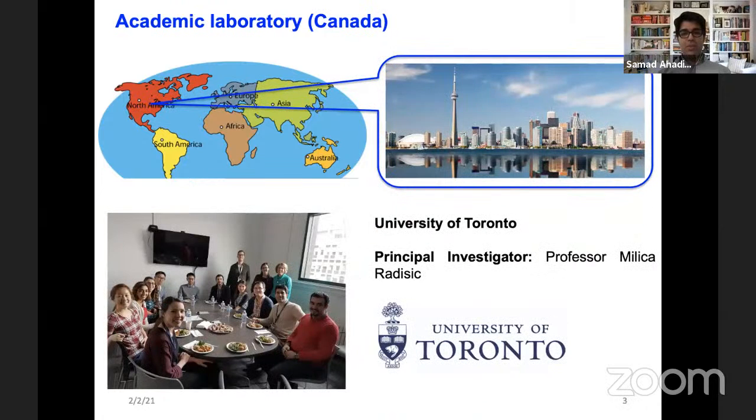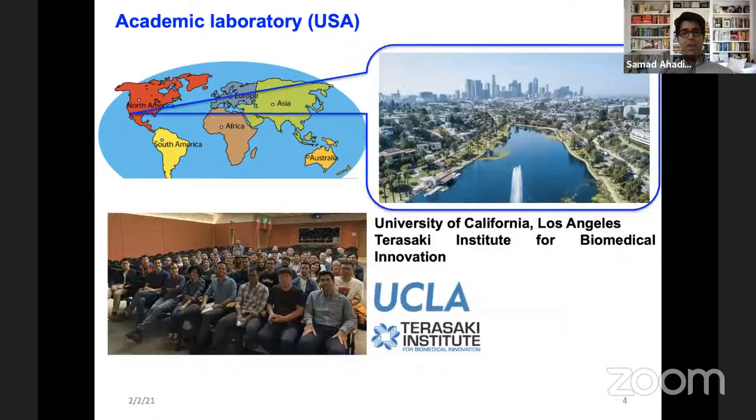After that, I moved to University of Toronto. I worked as a research fellow in the laboratory of Professor Milica Radisic. And at the University of Toronto, I mostly worked on elastomeric biomaterials and cardiac tissue regeneration. And then I moved to the US and started working at the University of California, Los Angeles as a development engineer, and then as an assistant professor at Terasaki Institute for Biomedical Innovation.